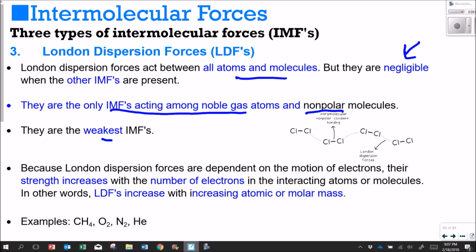They are the weakest of the IMFs, and because London dispersion forces are dependent on the motion of electrons, their strength increases with the number of electrons. So increasing atomic or molar mass will mean stronger London dispersion forces. So the bigger the molecule, the larger the London dispersion forces. Some examples of nonpolar molecules will be methane, oxygen, and nitrogen, and the noble gases, such as helium.